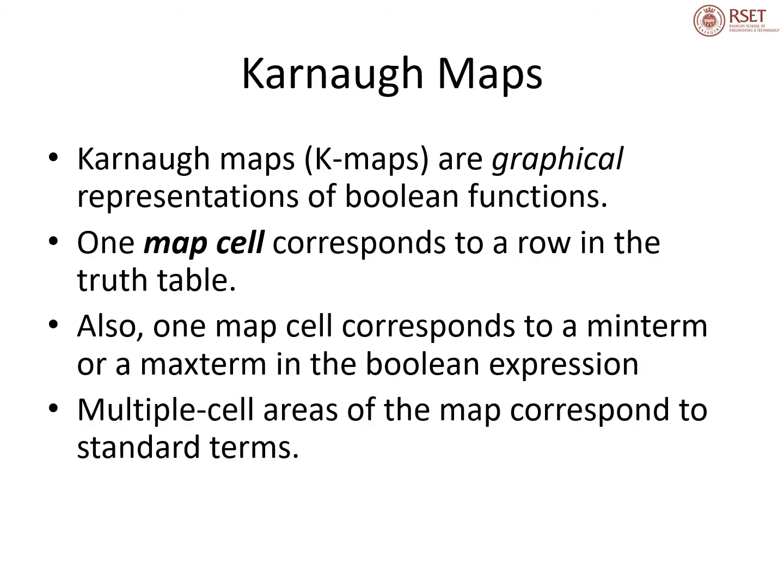Next we look at the Karnaugh map, or we can say K-map. K-maps are a graphical representation of a Boolean function. We are going to see that one map cell corresponds to a row in the truth table. So there is a relation, and one map cell corresponds to a min term or a max term in the Boolean expression. That means multiple cell areas of the map correspond to standard terms.